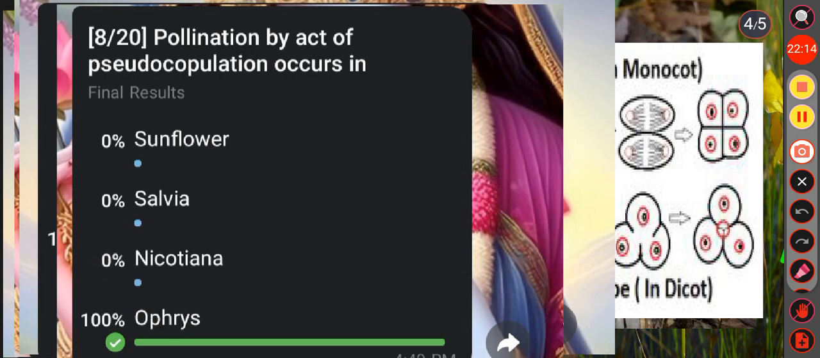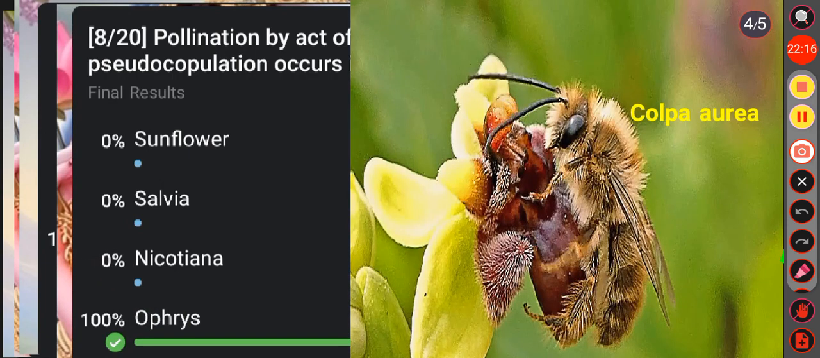What is pseudocopulation? Pseudocopulation is a very interesting and unique mechanism of pollination. See this slide. Here the pollination occurs by wasps. The wasp's name is Colpa aurea. Okay, and it is the ophrys plant, which is an orchid. This orchid uses sexual deception to attract the pollinators. It mimics the virgin female pollinator, right?